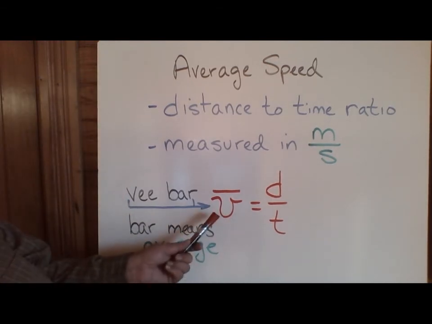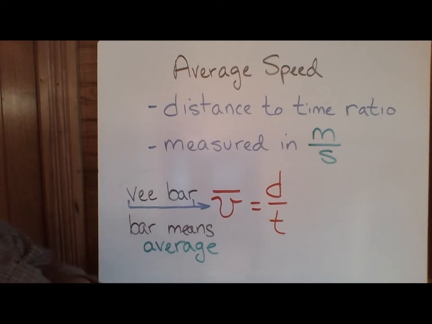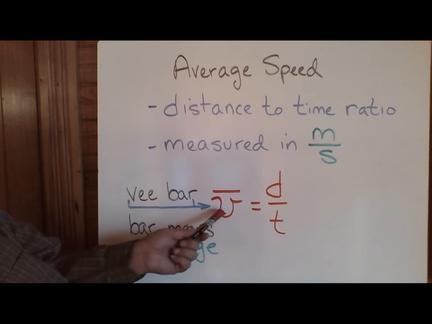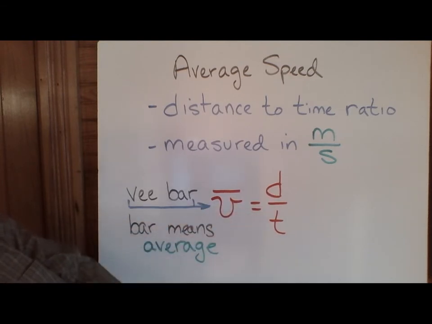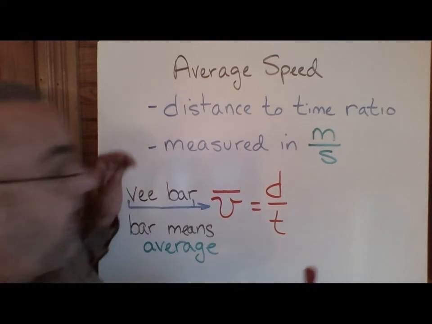It's just a v with a little line over the top of it, so don't put the vector arrow on top of that v. And when you have a bar on top of something like that, the bar means it's an average quantity. So we would read this as v bar is equal to distance over time, and it's telling us that average speed is the ratio of distance to time.